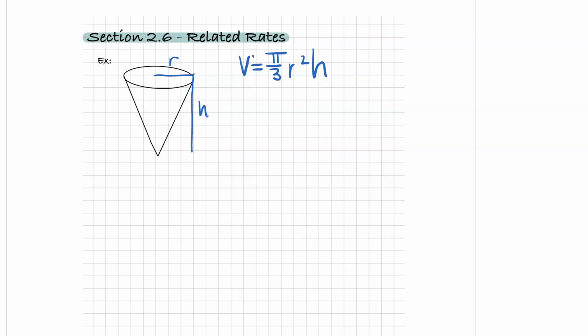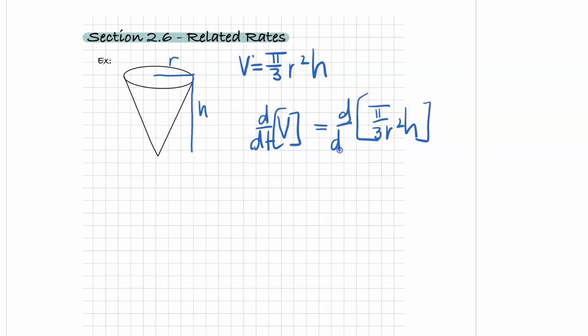So what I want to do is take this volume equation, volume equal to pi over 3 r squared h, and take the derivative of this equation with respect to time, like we did with our parametrics in 2.5. Because if I take the derivative with respect to time, this is going to show me how quickly it is emptying, or how quickly it is filling up, or the rate of change of the volume.